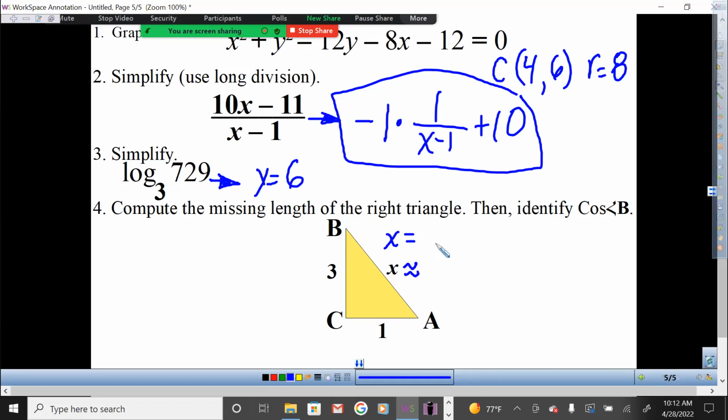Three. Close. Help them out, Nick. Okay. Let's see. Let's try on the other side. Cheney, what'd you get for the exact x equals?